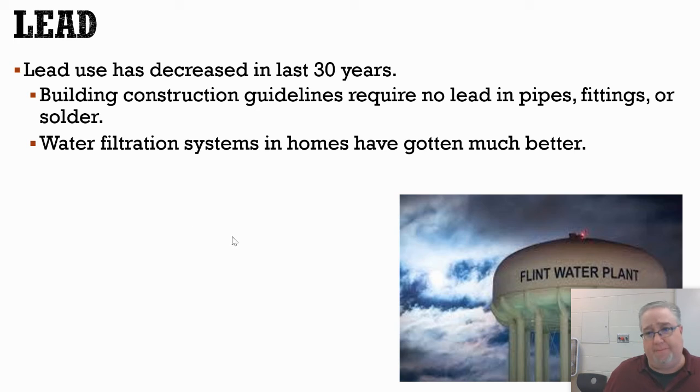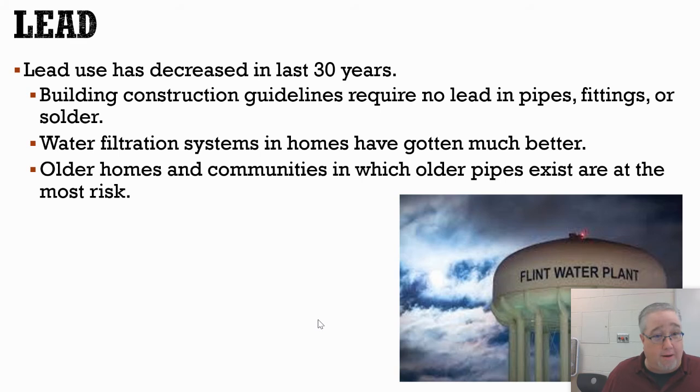The use of lead and the possibility of it getting into water has really decreased quite a bit in our country in the last 30 years, and a lot of that has to do with the EPA setting guidelines for construction. For example, we can't install pipes anymore or fittings on pipes that have lead in them. Water filtrations in our homes have gotten a lot better. Water treatment plants have gotten a lot better. So, lead in our water is something that you don't really hear a lot about anymore.